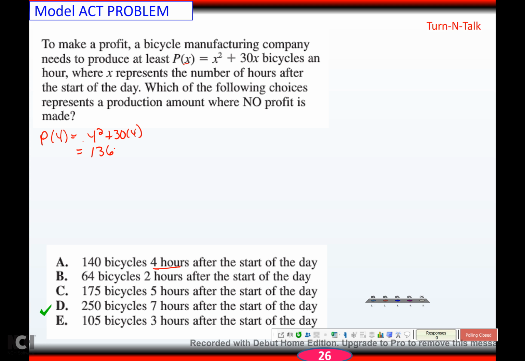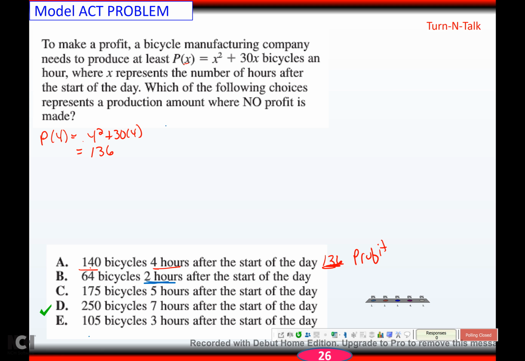Okay? So, 140 is greater. In other words, to make the profit, they would have to make at least 136. And they made 140. So that would be a profit. It's just to break even, or to start making a profit, they would have to make 136 bicycles. They made 140, so that would make a profit. They're asking me to find the one that wouldn't.